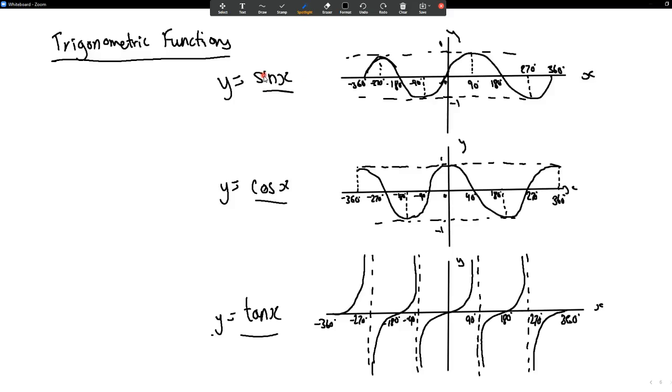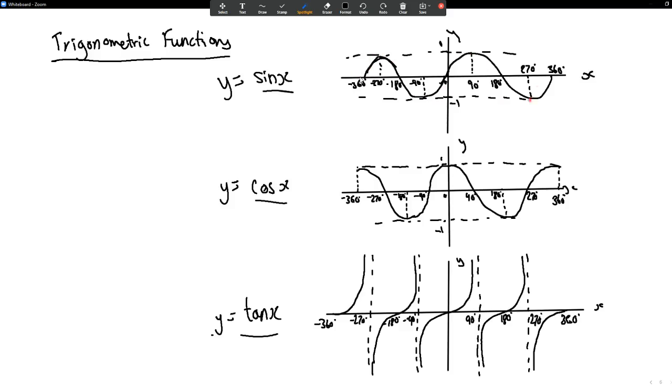So sine x is represented by this graph. Let's begin with this. We can see that x is the value that we put into sine x, and y is the output we get. So we can see that the output oscillates between 1 and -1.